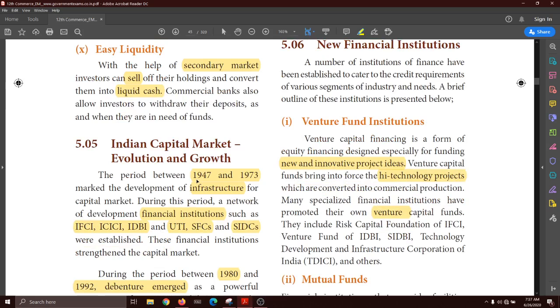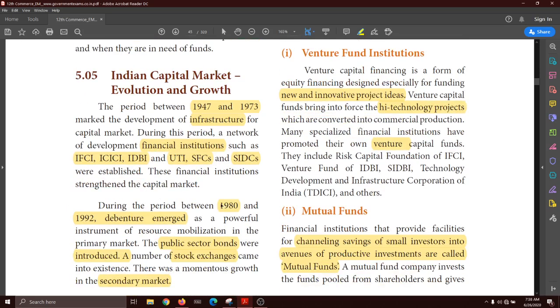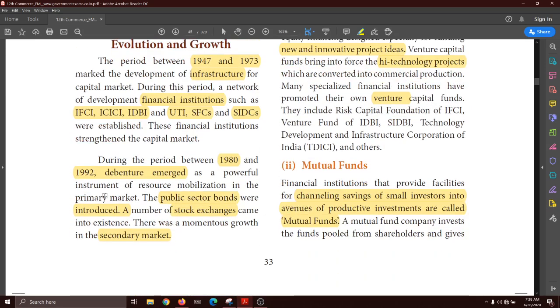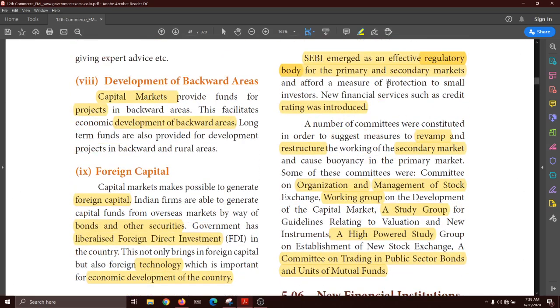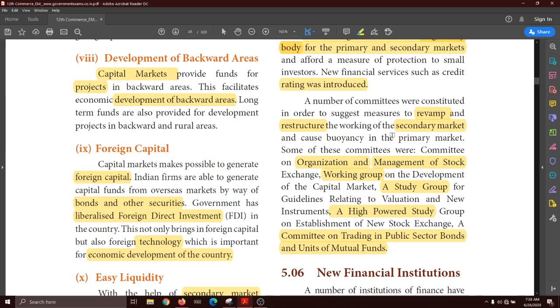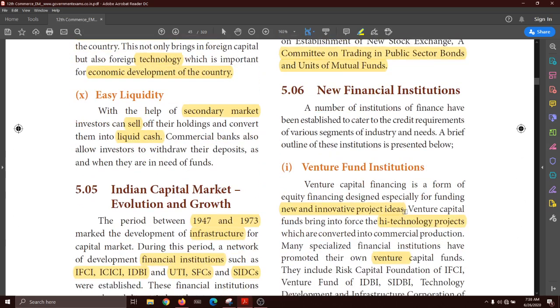Okay, a quick recall. From 1947 to 73, a number of financial institutions came up, and we gave you a list of them. Then between the 1980s and 92, debentures came in because of the safety of investment in them. Then you have stock exchanges coming up, and this marked the growth of the secondary market, but a lot of scams were taking place. So SEBI came in to safeguard the interest of small investors, and even then they were not satisfied, so a number of committees came into existence. This is the evolution and growth of the capital market.